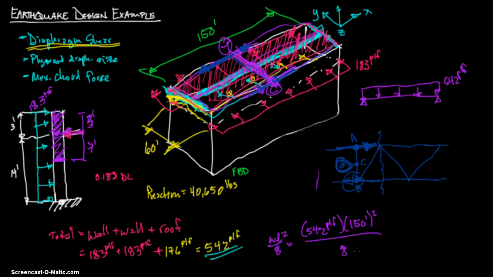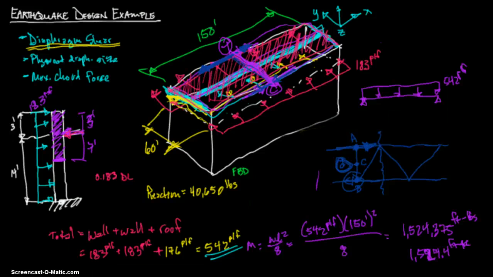So 542 times 150 squared divided by 8. And you get, our moment's going to be, I should probably say moment, not to confuse you, 1,524,375 foot pounds. And I would say it's 1,524.4 foot kips. Whoa. So as you can see, you can get rather large when you get in the foot pounds. So that is where we are at.